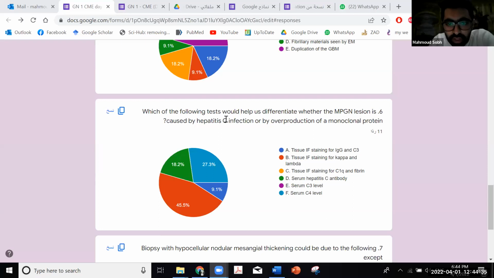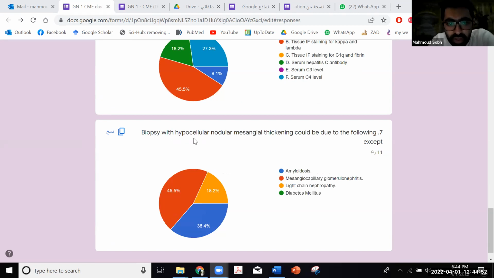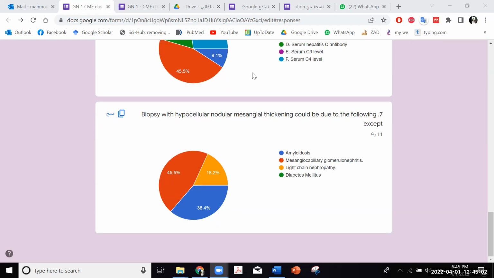Sixth question, which of the following tests would help us differentiate whether the MPGN lesion is caused by hep C infection or by overproduction of monoclonal protein? The correct answer is B, tissue immunofluorescence staining for kappa and lambda. And the final question, biopsy with hypocellular nodular mesangial thickening could be due to the following except mesangiocapillary glomerulonephritis. Thank you.